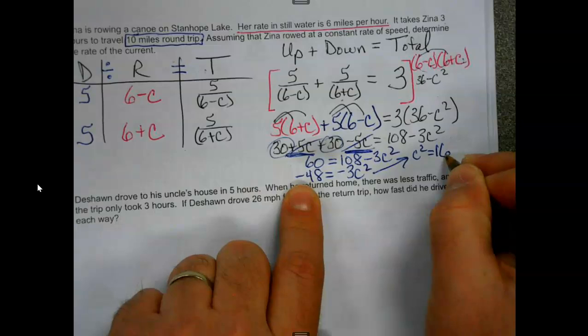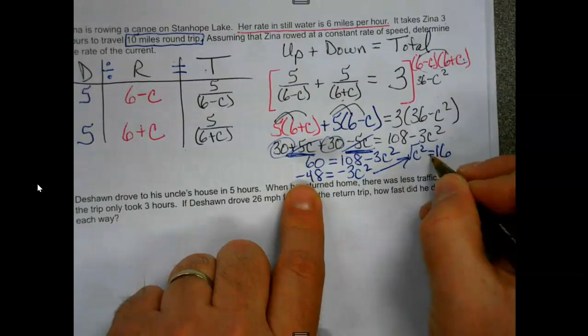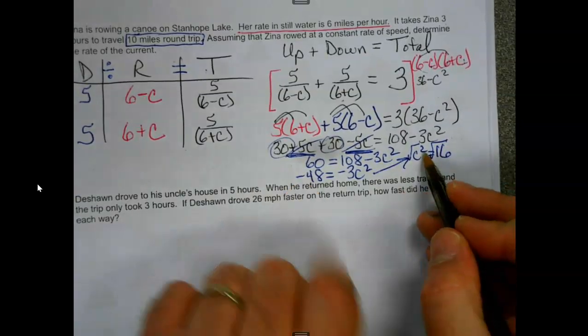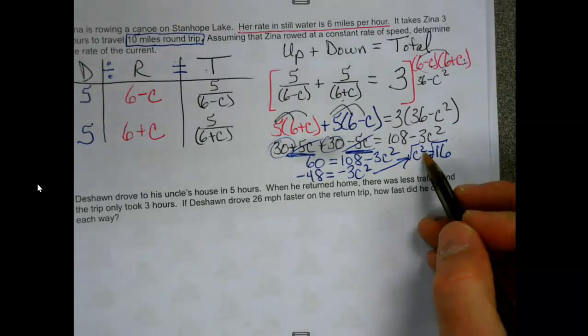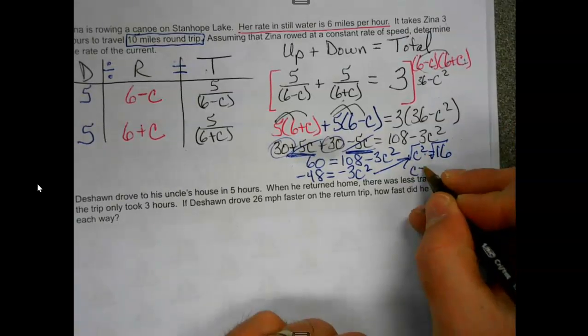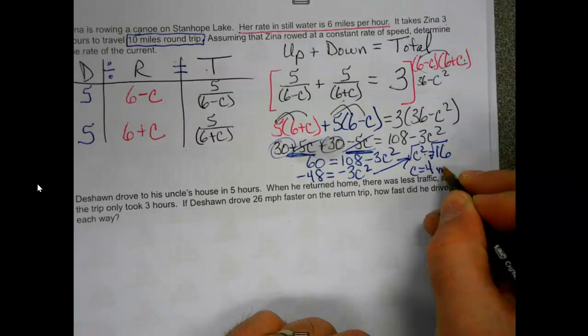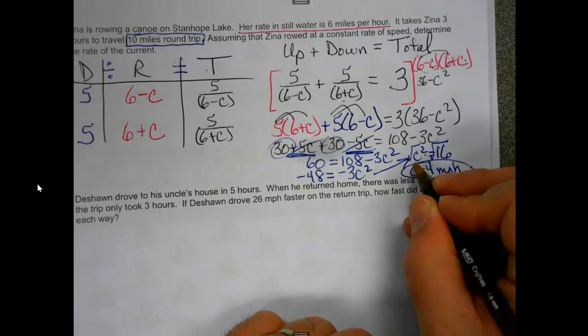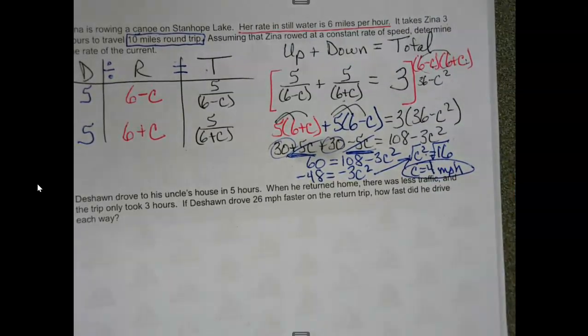And now we got to use a little common sense. Yes, I know mathematically there are two answers, positive and negative 4. But I don't think the current can be negative. That would be weird. The current is 4 miles per hour. So going upstream, we're going to go really slow. We're only going 2. Going downstream, we're going really fast. We're breezing at 10 miles an hour.